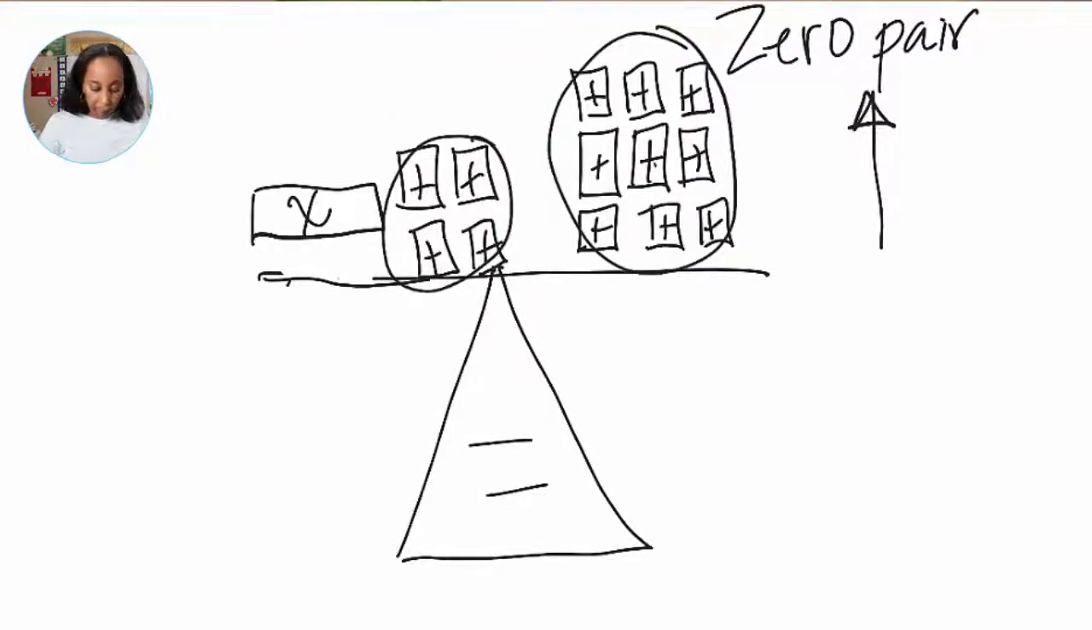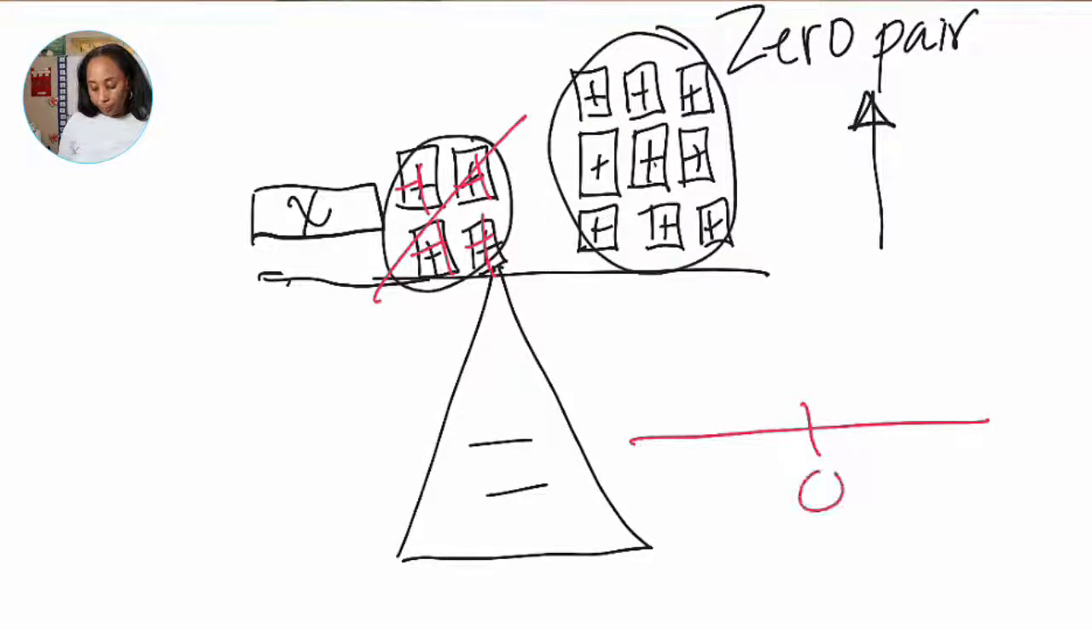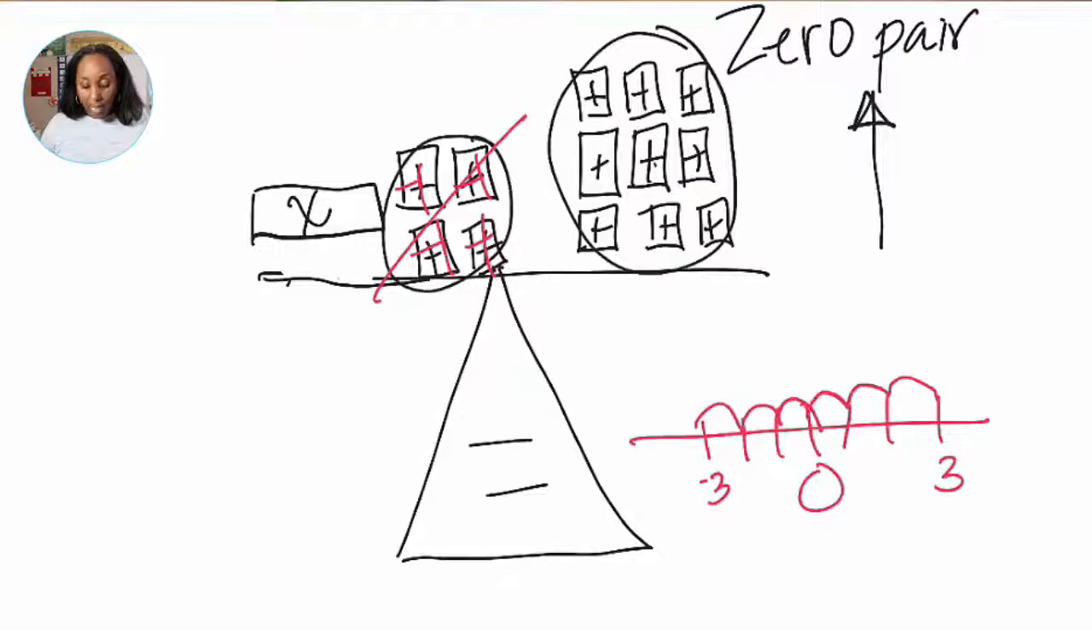Let me go back. Minus 1, minus 1, minus 1, minus 1. Because the goal is to isolate the variable. So this is gone. It is a 0 pair. Now, if you want to explain 0 pairs to students, here's 0. And here's 1, 2, 3, and 1, 2, 3. Now, they have to understand negative and positive motions. So if I am adding 3, because here's negative 3, if I add 3, 1, 2, 3, where do I stop? 0. Because I'm going in a positive direction. Here's positive 3. If I'm adding positive 3, I still hit 0. So that's what a 0 pair is.